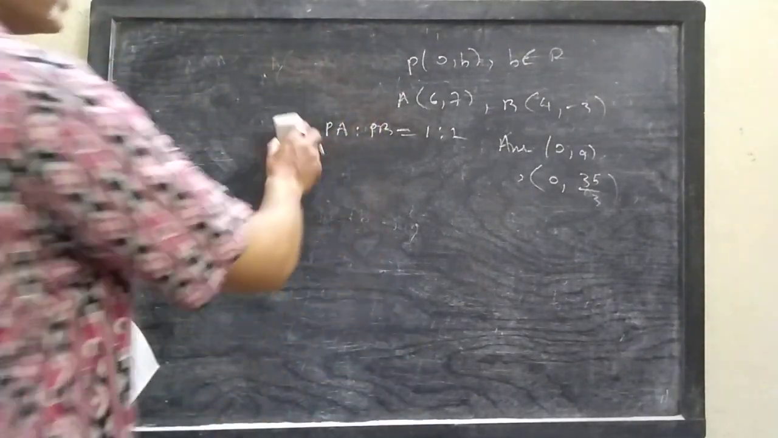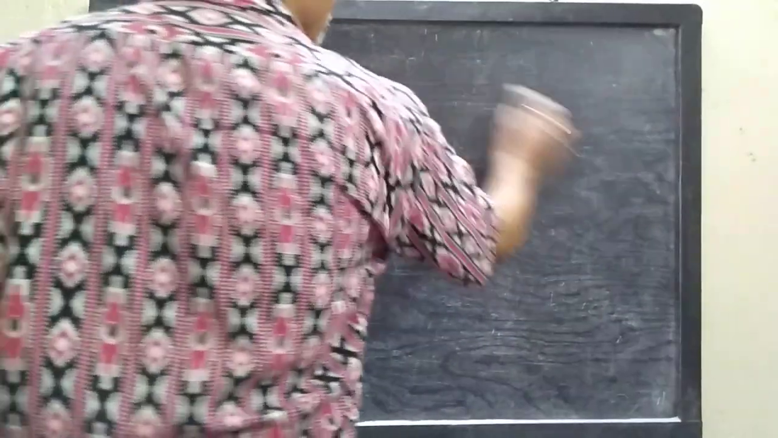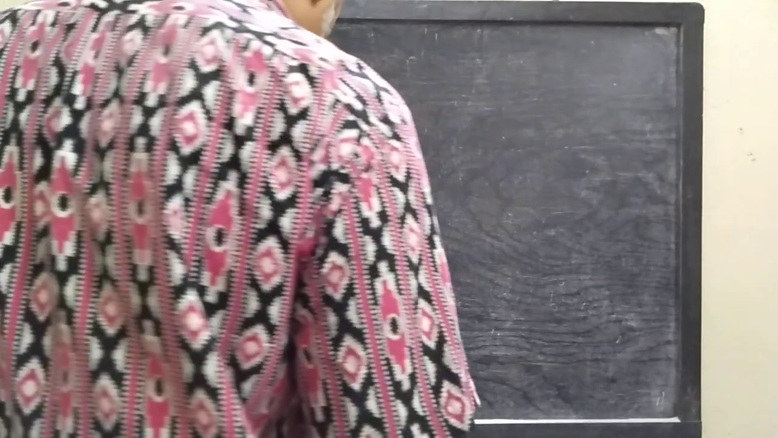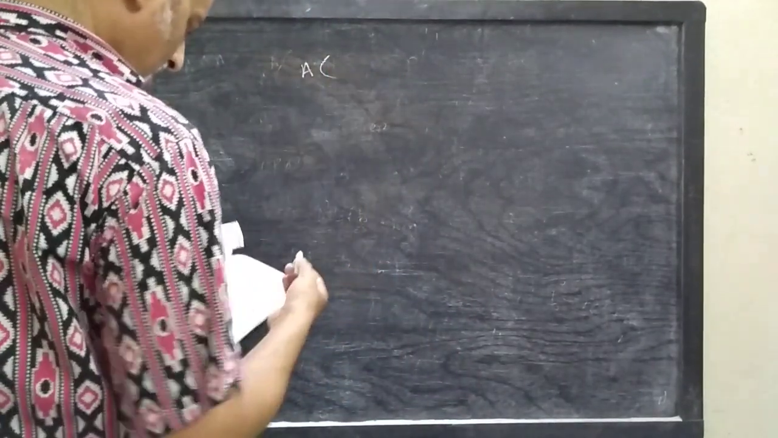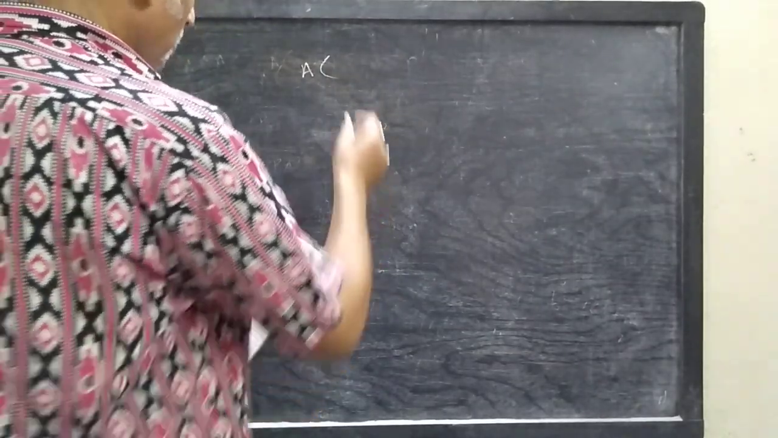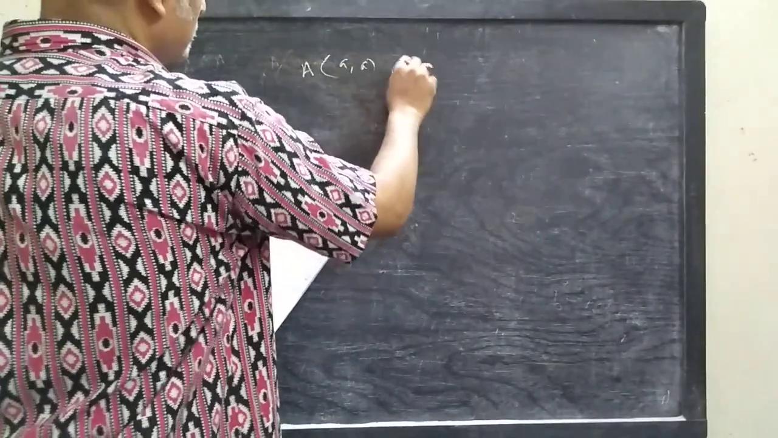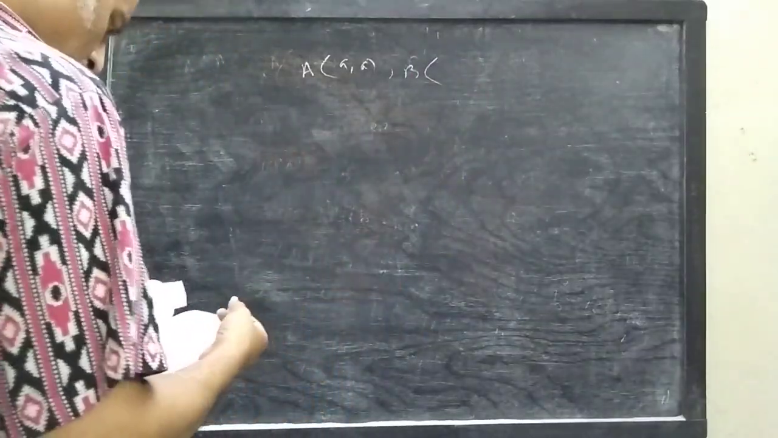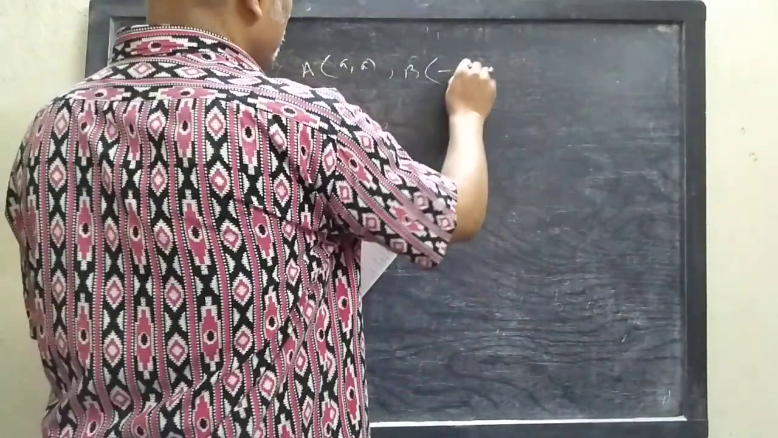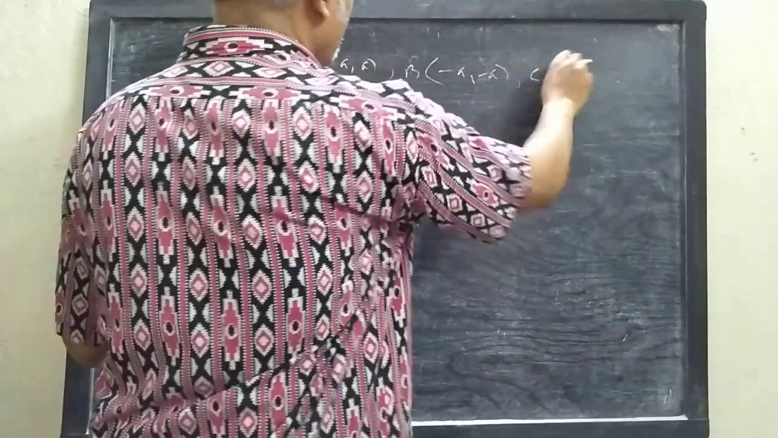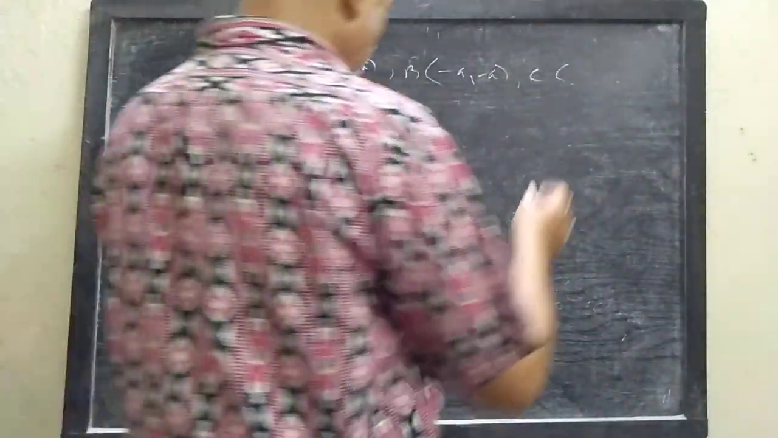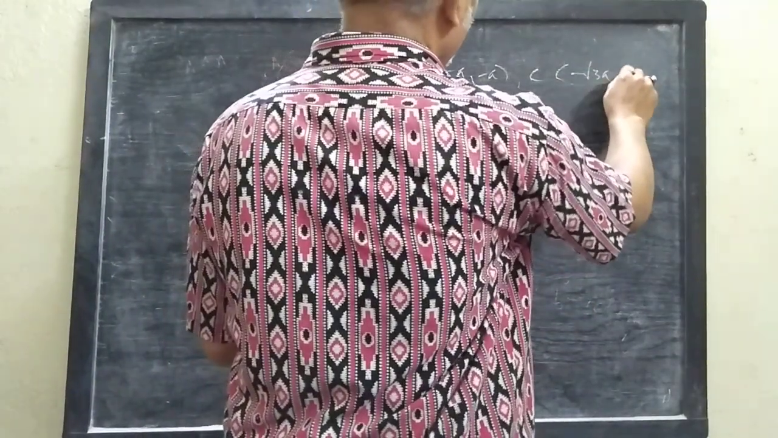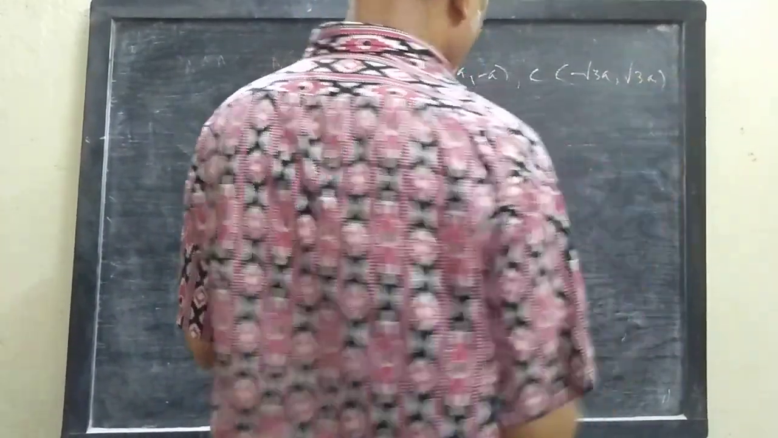Next question. You are given 3 points and you have to show they are vertices of an equilateral triangle. The points are A (a, a), B (-a, -a), and C (-√3a, √3a).